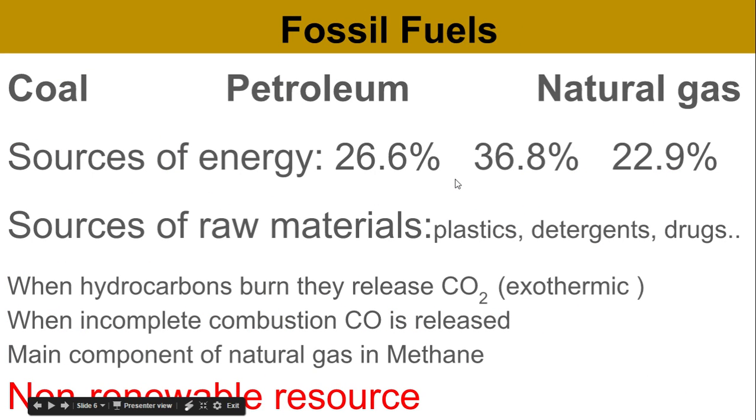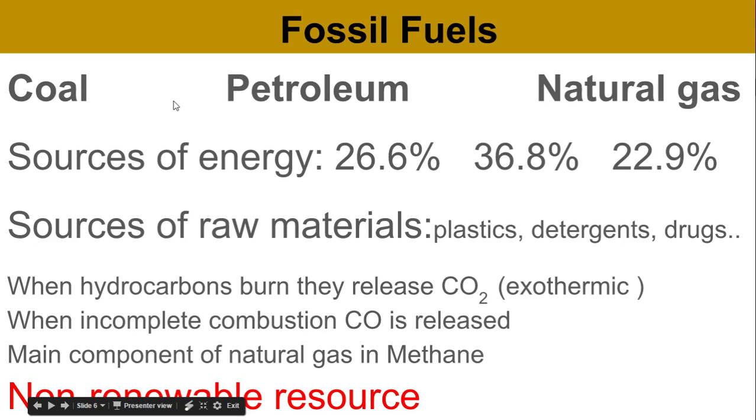We talked about fossil fuels and mentioned them when we talked about air pollution, and now we're going to stop and see what we use them for. There are three materials, three things that make the fossil fuels: coal, petroleum, and natural gas. And they are sources of energy. Over 80% of the energy we use comes from these three sources. Coal covers like 26.6%, petroleum 36.8%, and natural gas 22.9%.